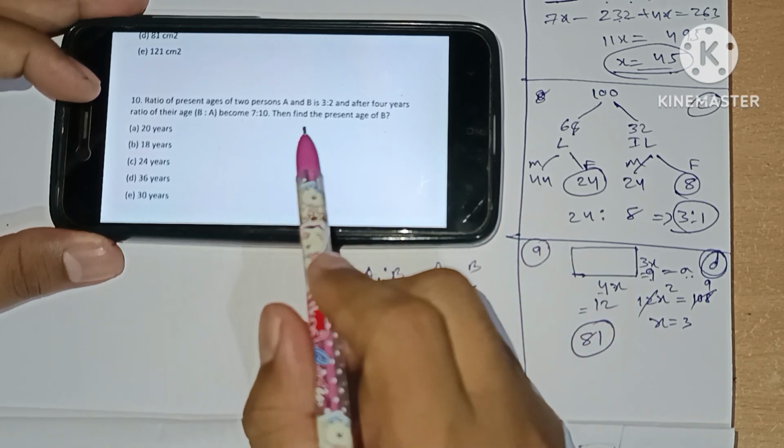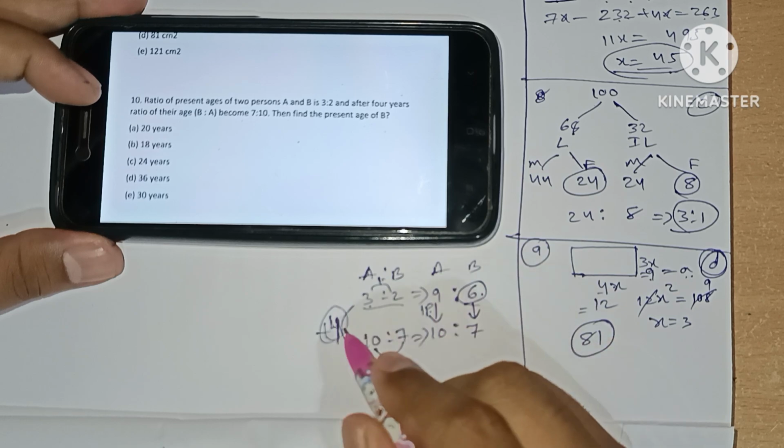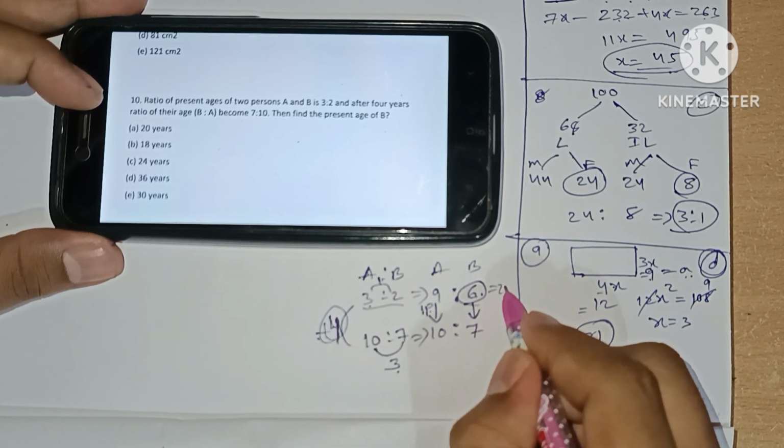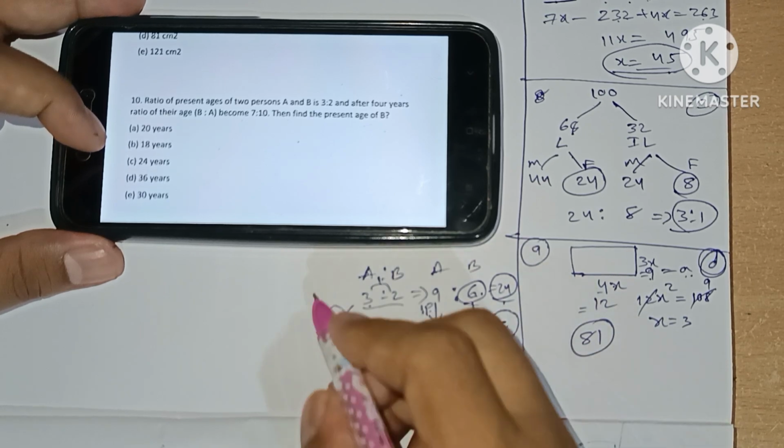So the question asked is to find the present age of B. Asked about this one, 6 parts value. 1 part value is 4, so 6 parts value will be 24. So the answer is 24 years. Option C is the answer for this question. This is the 10th question.